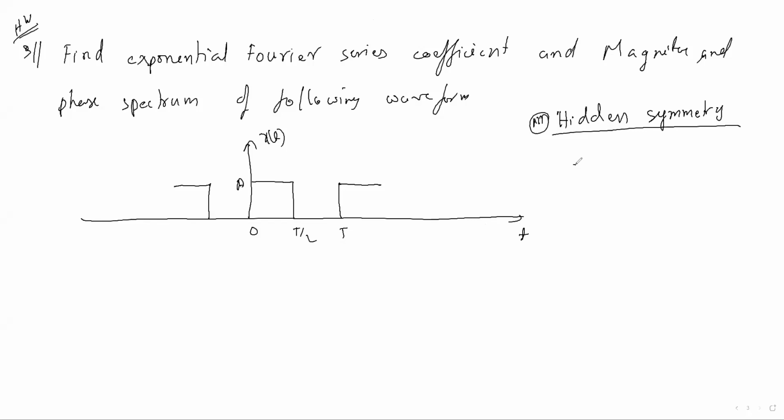Suppose x(t) is given like this. You have to find x'(t) by adding or subtracting some DC term to x(t). Understand? Let me give the symmetry nature. You do it as homework, but take this note and write it down in your notebook. What is called hidden symmetry? We will find another x naught.